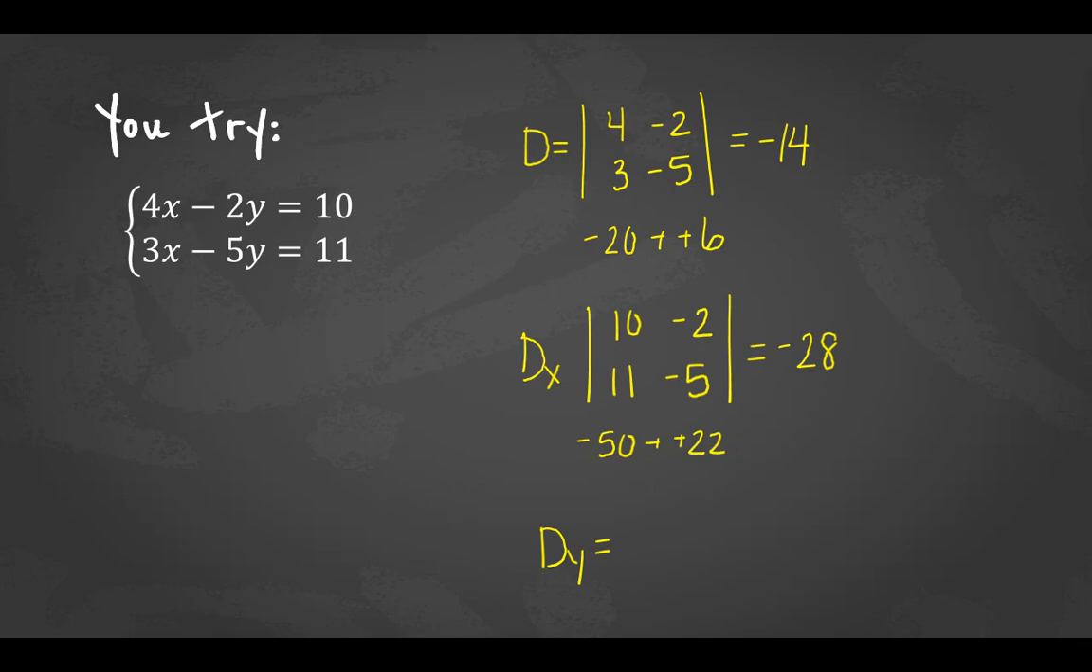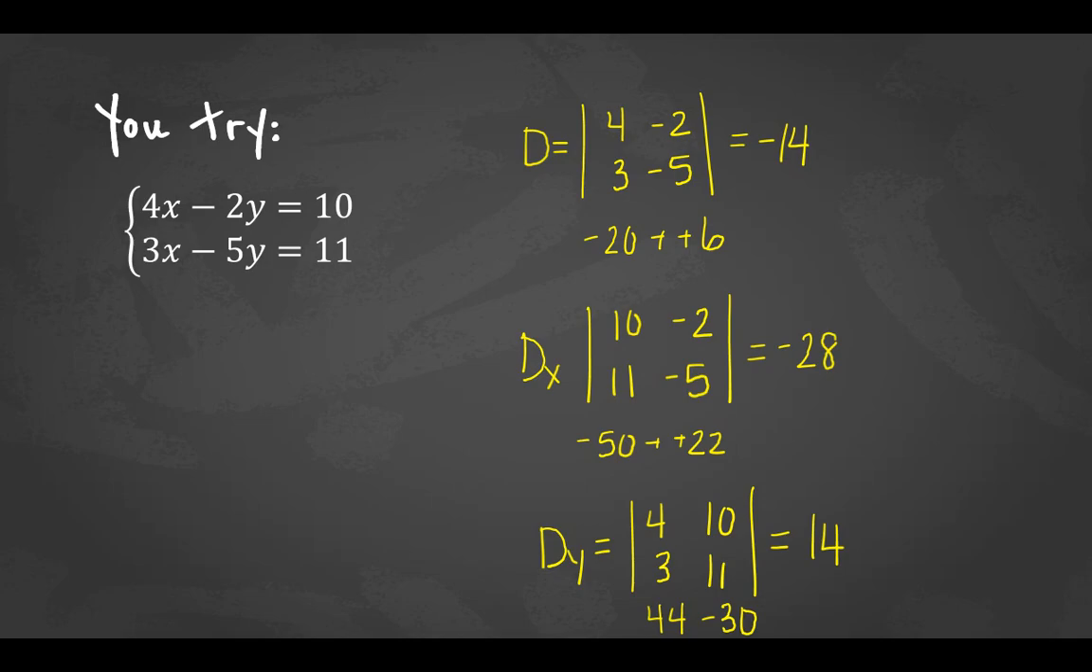And now we do y. So we're going to go back to our d, right? This time replacing the -2 and -5 with the 10 and 11. So is everybody seeing where these three determinants are coming from? Or three matrices? Okay. And then we take the determinant, 44 minus 30 is 14.